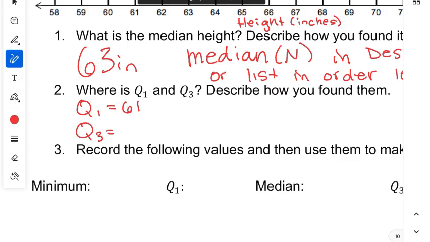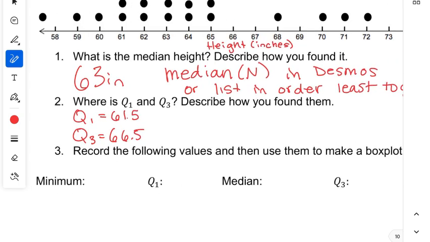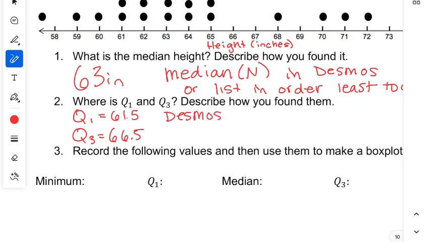So that's in, and then it gives us the whole 5-number summary. Q1 is 61.5, Q3 is 66.5. And then describe how you found them. So we're going to write Desmos stat in.